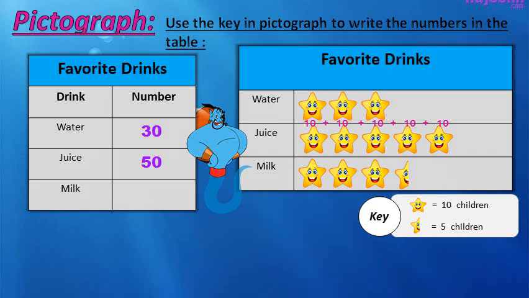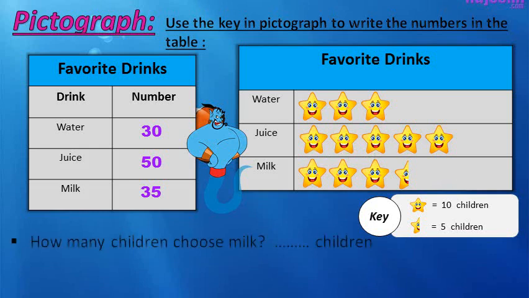The last drink we have here is the milk. From the pictograph, I have 3 full stars and a half star. So let's represent it by children. It will be 10 plus 10 plus 10 plus 5, because the half star is represented by 5 children. So I'm going to count 10, 20, 30, and 5. It will be equal to 35. So 35 children prefer the milk.